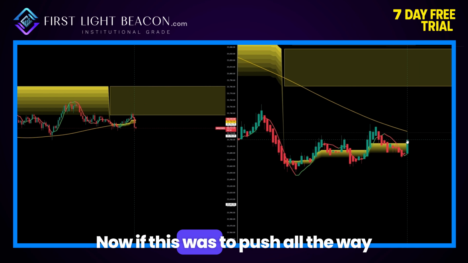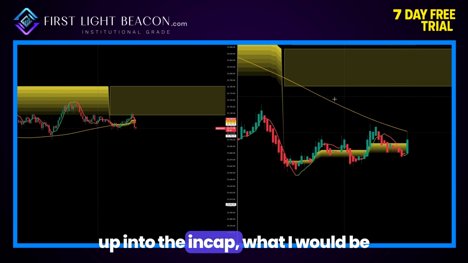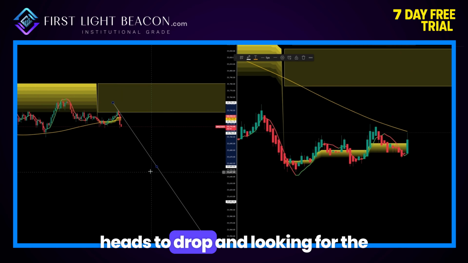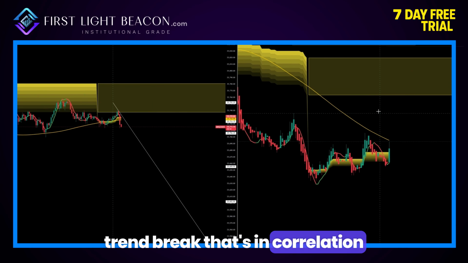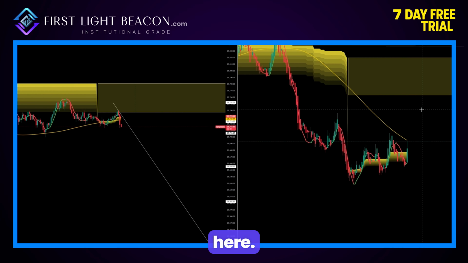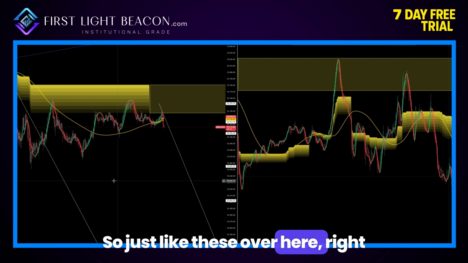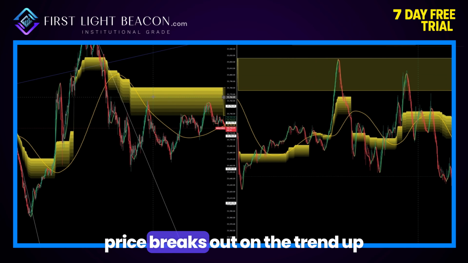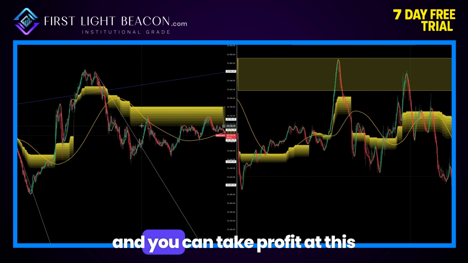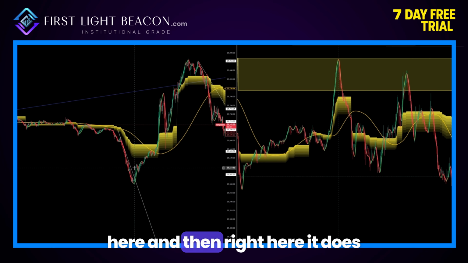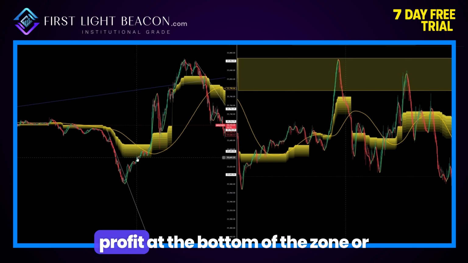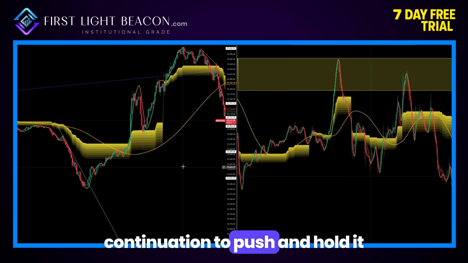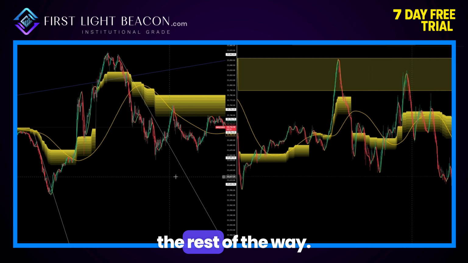Now, if this was to push all the way up into the end cap, what I would be doing is waiting for this nice edge to drop and looking for the trend break that's in correlation with the rejection of this right here. So just like these over here, right? We got the rejection here and price breaks out on the trend up, and you can take profit at this here. And then right here, it does the same thing. And you could take profit at the bottom of the zone, or you could use the zone as a continuation to push and hold it the rest of the way.